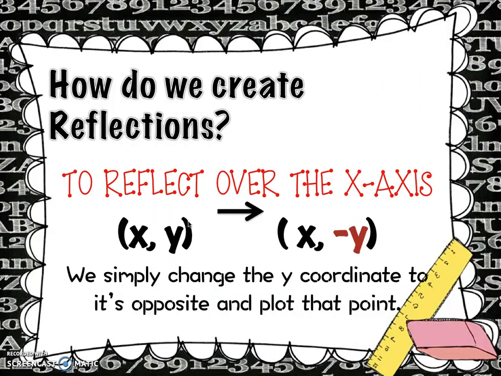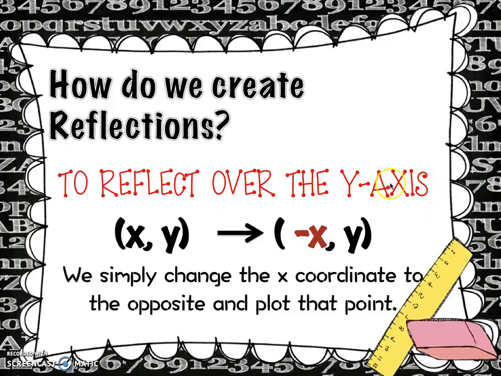So how do we create reflections? We talked about the 3 rules. If we are reflecting over the x-axis, we're simply going to change the y-coordinate to the opposite. So the rule for reflecting over the x-axis is that we change the y to its opposite. So if you have a positive x, y, your reflection is going to be a positive x, negative y.